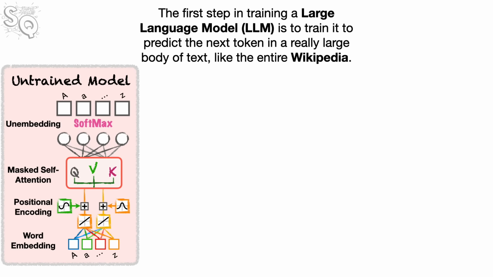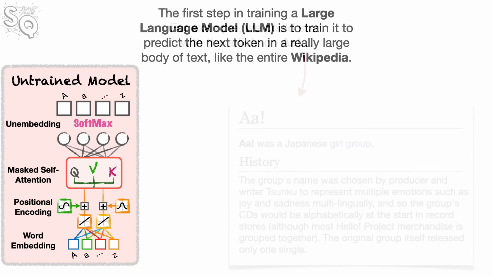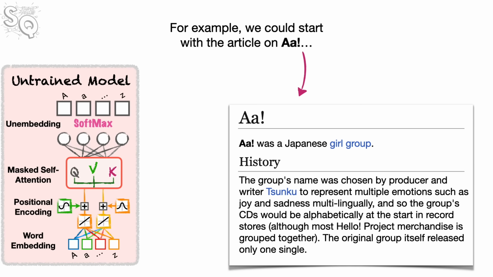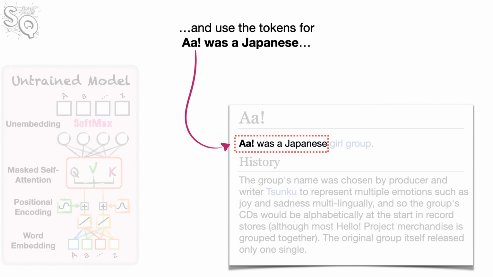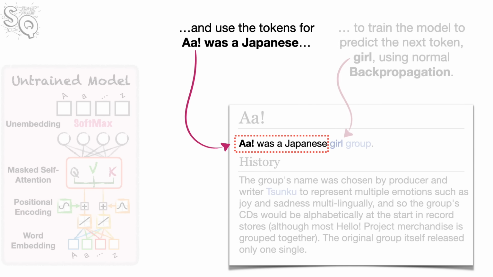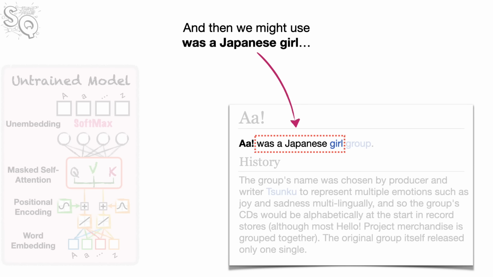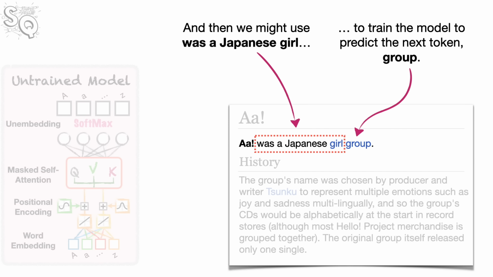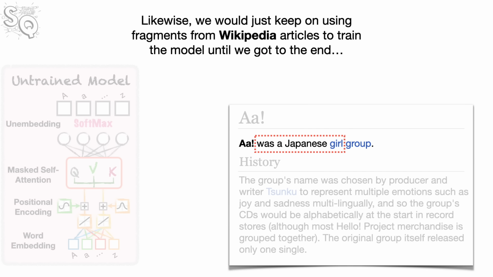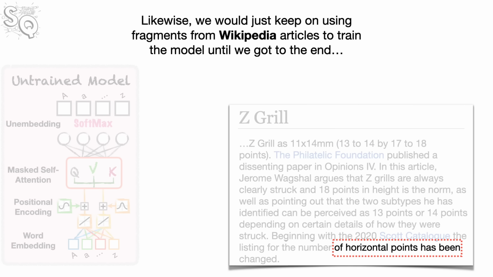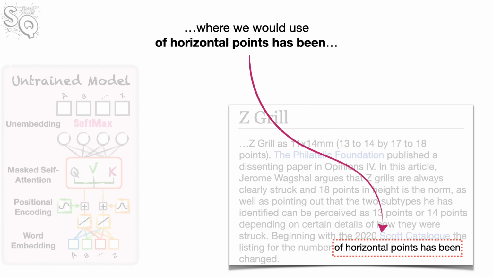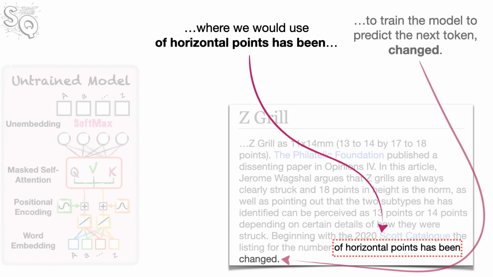The first step in training a large language model is to train it to predict the next token in a really large body of text, like the entire Wikipedia. For example, we could start with the article on and use the tokens for was a Japanese to train the model to predict the next token, girl, using normal backpropagation. And then we might use was a Japanese girl to train the model to predict the next token, group. Likewise, we would just keep on using fragments from Wikipedia articles to train the model until we got to the end, where we would use of horizontal points has been to train the model to predict the next token, changed.